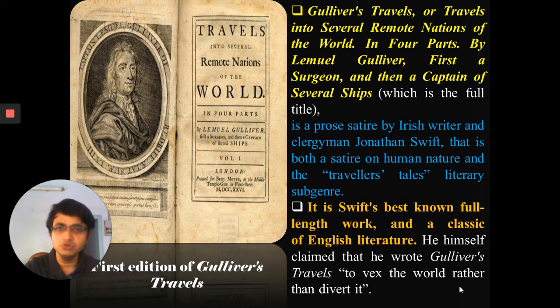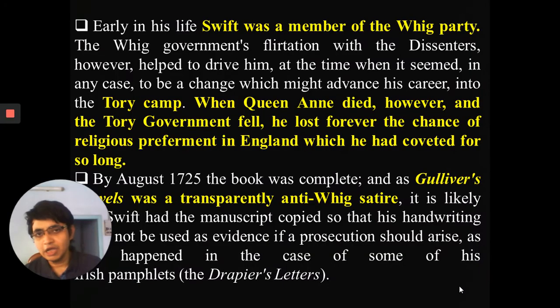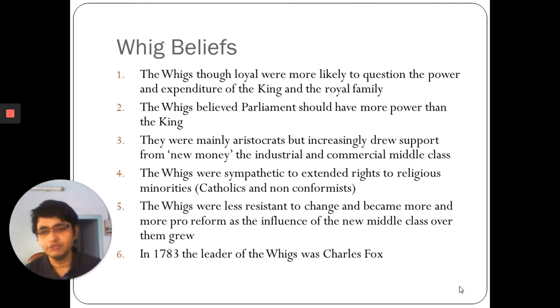I have introduced you to the text of Gulliver's Travels and when it was published, and I have given you a brief biographical sketch of Jonathan Swift, born in England in 1667, died in 1745. Swift was very much associated with contemporary English and British politics. He was a member of the Tories, though he was a member of the Whigs at the first stage of his life. Gulliver's Travels is an anti-Whig satire, a pro-Tory, anti-Whig satire.